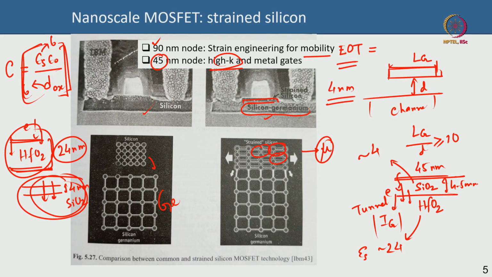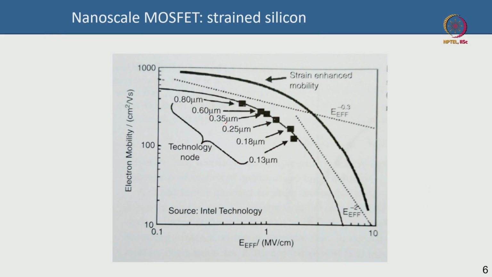Because of the strain, as I told already, the mobility improves, and this is what is reported in the literature, and of course from industry also, that strain helps improve the mobility. You can see that this curve is for electron mobility in normal silicon, and this is the electron mobility for a strained silicon, strained to some extent. As you decrease the technology node from 0.8 micron, 0.6 micron, 250 nanometer, 180 nanometer, 130 nanometer, maybe 65 nanometer, the mobility is dropping as a function of electric field.